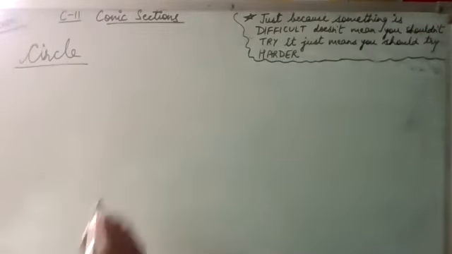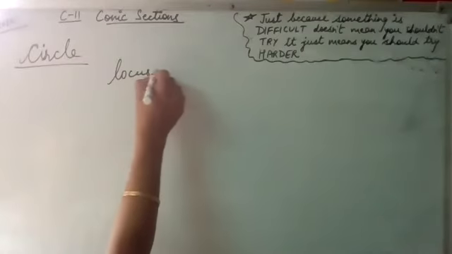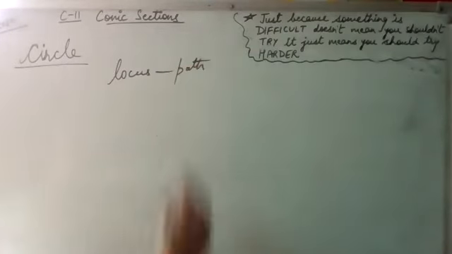Ma'am, locus is a point which satisfies every condition of your line. Locus is not a point. Locus is a path. Path traced by any point, right? Locus is the path traced by any point.